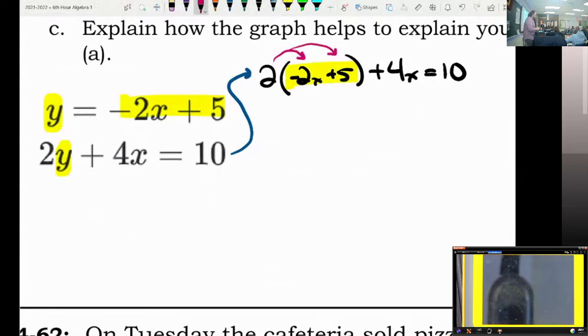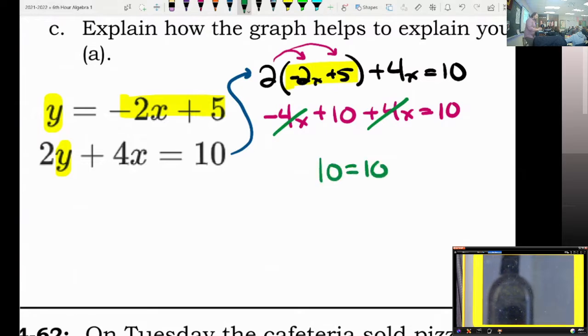2 times negative 2 is going to give you negative 4x. 2 times 5 is going to give you 10. Plus 4x equals 10. And then once again, look what's going to happen here. We have negative 4x plus 4x. They're going to cancel out again. They become 0x. But if you look at what's left over here, this time we got 10 equals 10, which is true. 10 is equal to 10. And this is the marker to you that the answer here is infinite solutions.